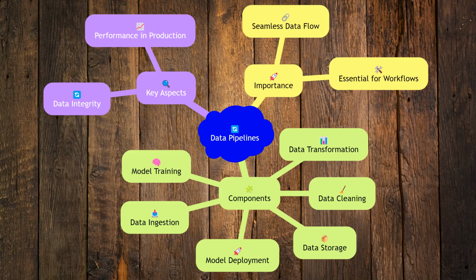Data pipelines are essential in modern data engineering and machine learning workflows. They allow for the seamless flow of data from one process to another, ensuring that each step in the pipeline receives the necessary input to perform its function. In the context of preparing a model for deployment, understanding how to pass data between steps is crucial for maintaining data integrity and ensuring that the model performs as expected in a production environment.